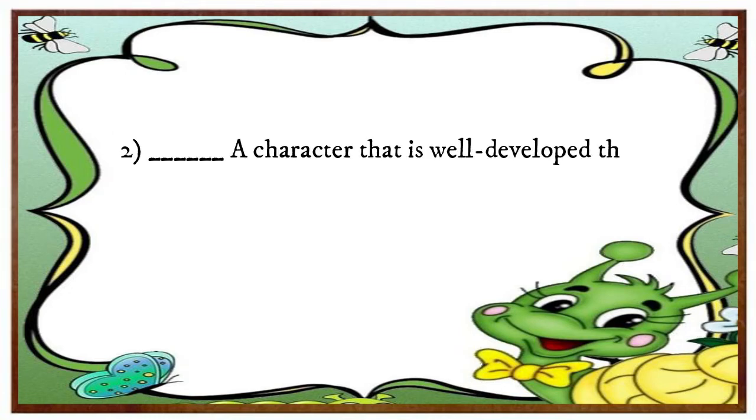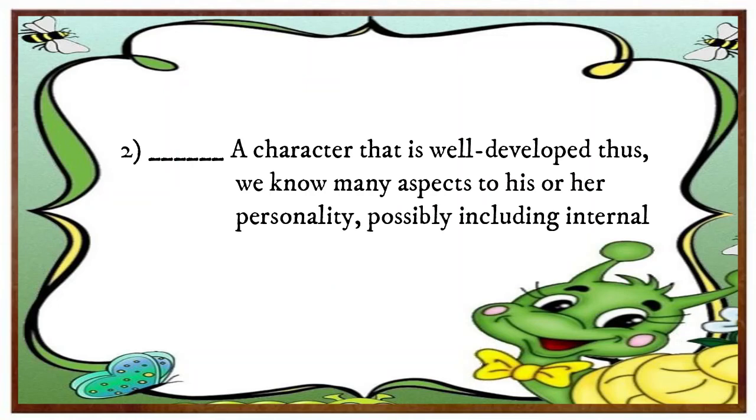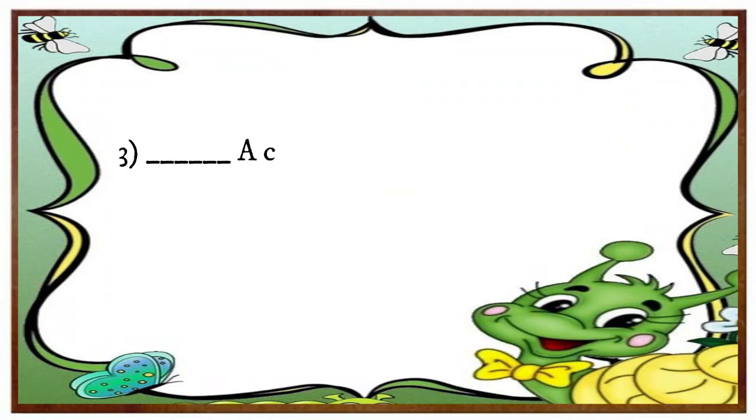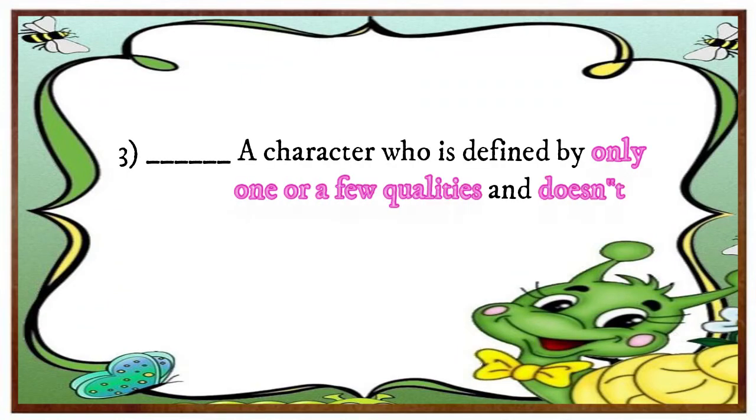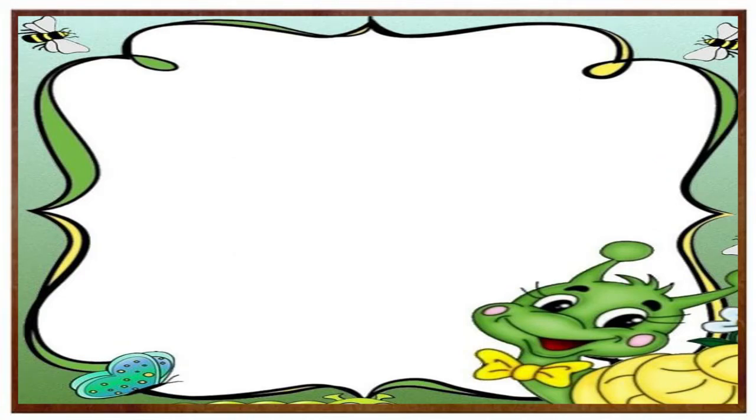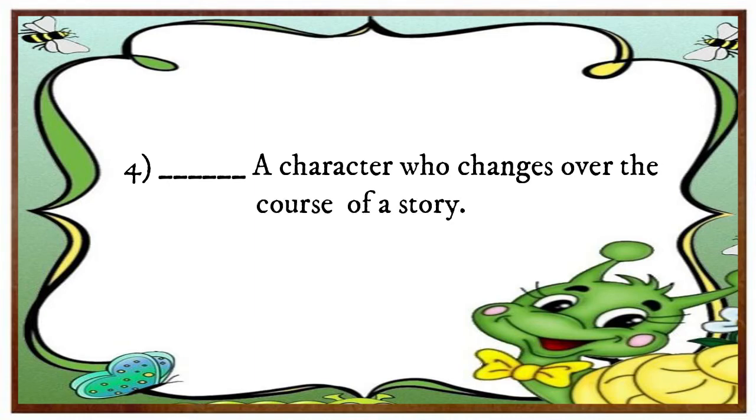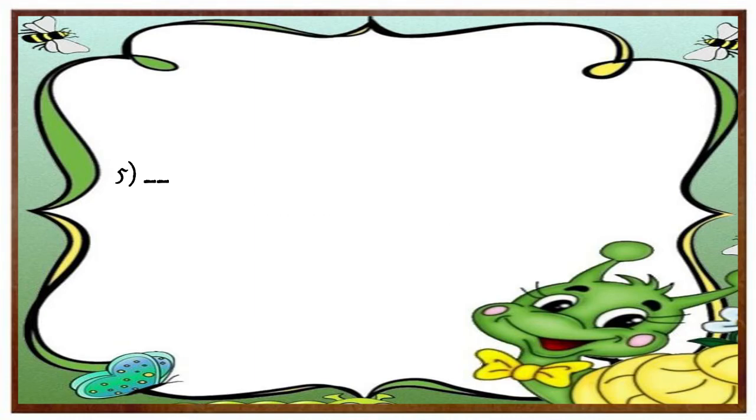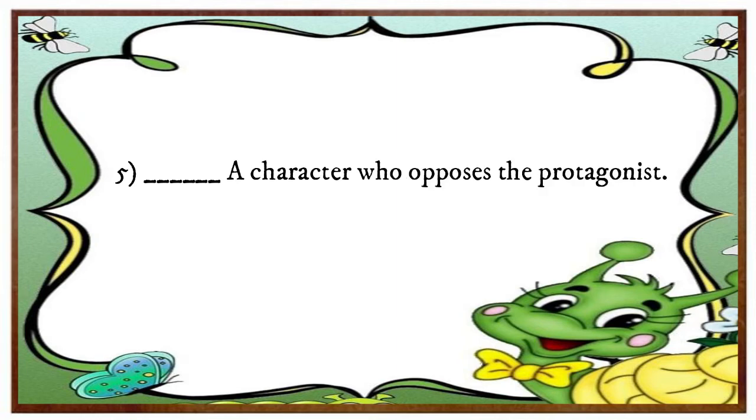Number 2. Blank, a character that is well developed, thus we know many aspects of his or her personality, possibly including internal conflicts. Number 3. Blank, a character who is defined by only one or a few qualities and doesn't play a big part in the story. Number 4. Blank, a character who changes over the course of a story. Number 5. Blank, a character who opposes the protagonist.